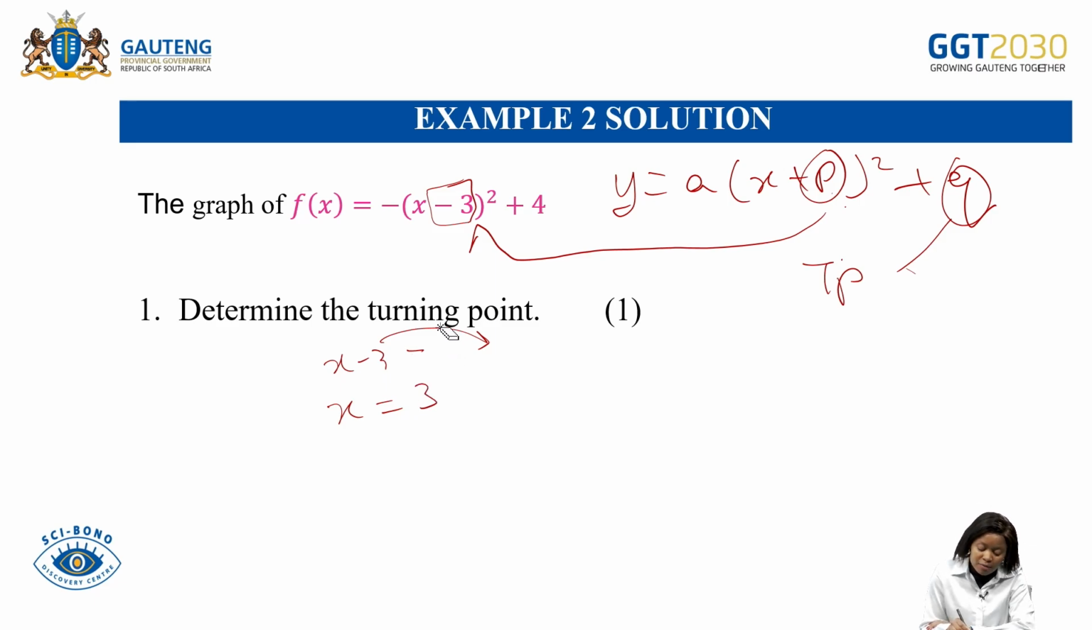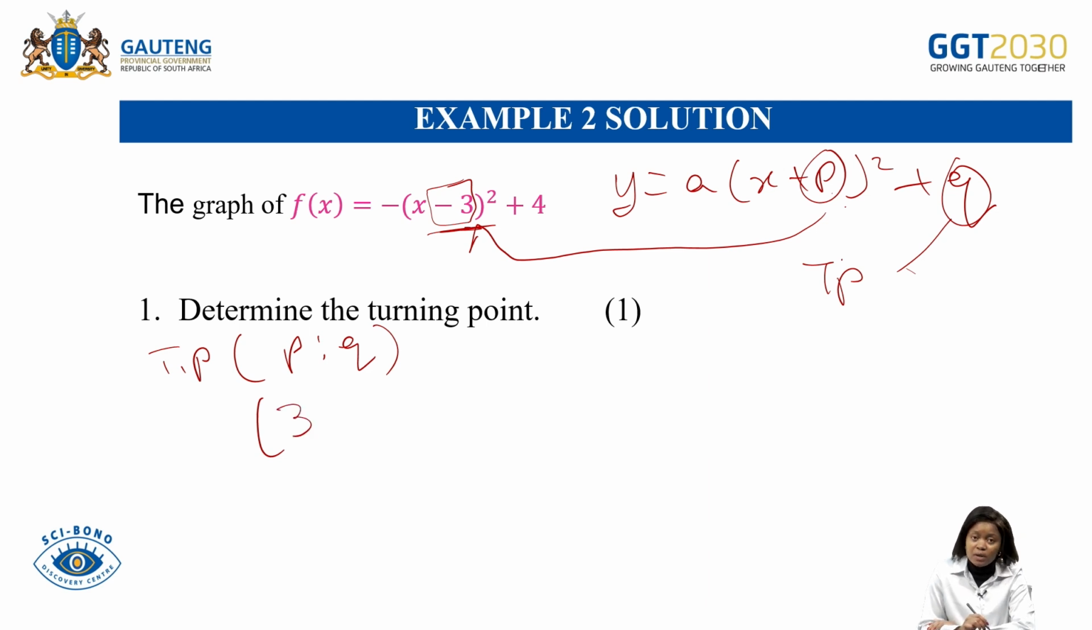So it means the p of the graph is going to be your turning point. Its (p, q), ne? So the value of p here, instead of -3, you'll write it as +3. The value of y is going to be +4. Then you have your turning point, ne? Please don't write it as -3, because if you write it as -3, it is going to be incorrect.